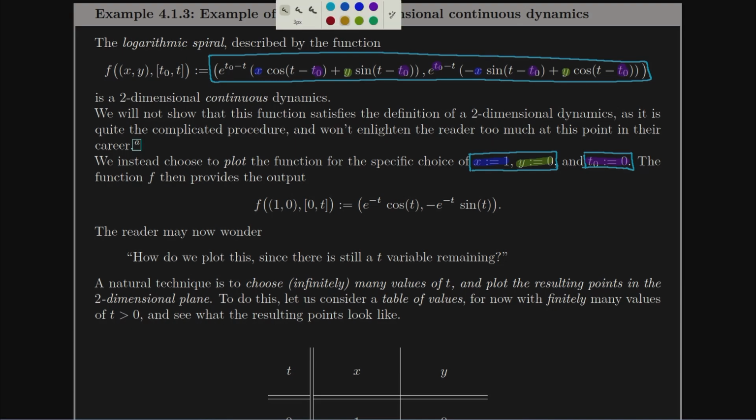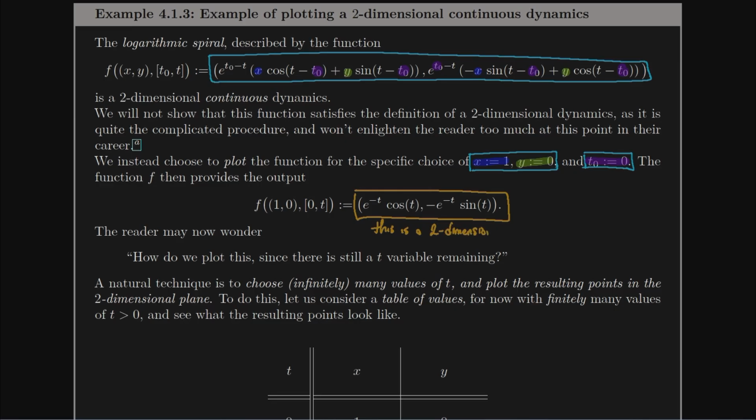What I end up with is this output here, which has simplified quite a bit. This is a two-dimensional point which evolves over time. That's how we should think about it. It's a two-dimensional point that evolves over time. If I look closely, this is the x-coordinate of the point, because that comes before the comma, and this is the y-coordinate of the point.